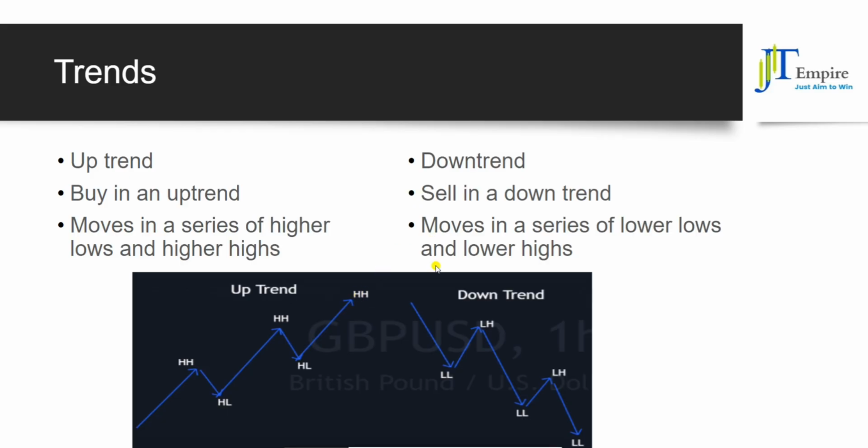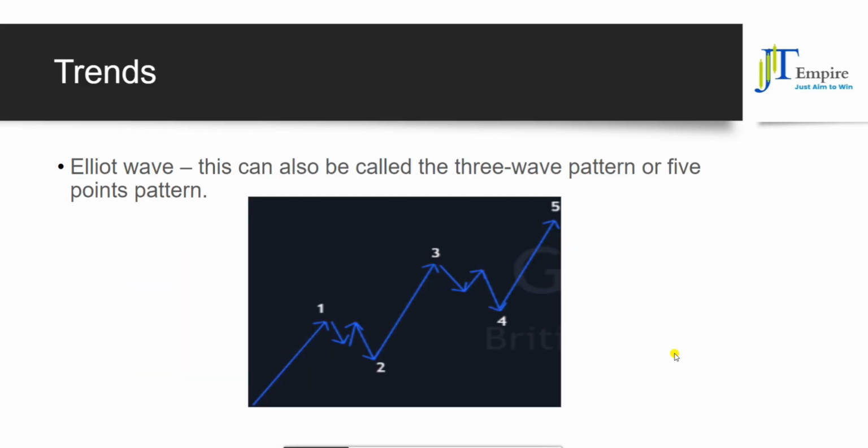Downtrend now, you always aim to sell in a downtrend. This is where the market creates a series of lower lows and lower highs. So we have a lower low right here. You have a lower high. Then we have a lower low. The lower low is lower than the previous low, so it's considered a lower low. Then we have a lower high, lower than the previous high. Then the market creates a lower low again, right?